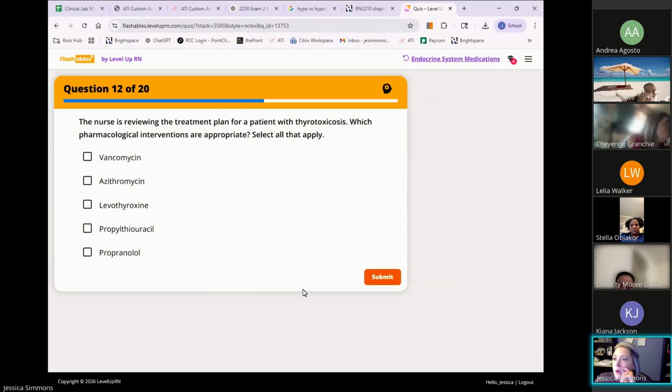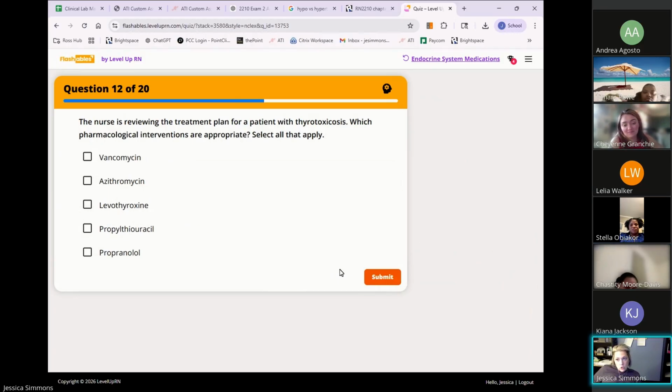A nurse is reviewing the plan for a patient with thyrotoxicosis. Which pharmacological interventions are appropriate? So thyrotoxicosis. Osis means a condition of toxic thyroid. So it's a condition where the thyroid is toxic. Do you think that would be hypo or hyperthyroidism? Hyper. I agree.